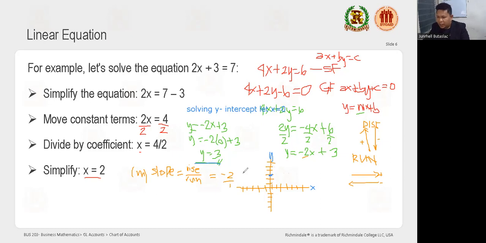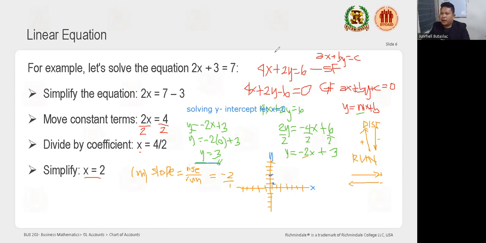Now, it's negative, so you have to go down. If it's negative, the direction of the point must be down. So here, 1 and 2. But don't put a point there. Instead, you also have to recognize the run, which is 1. The direction of run is going right because it's positive. If it's negative, it's going left. So starting from here, 1, 2 for rise, and then for run, you count 1 going here, and this is our point.